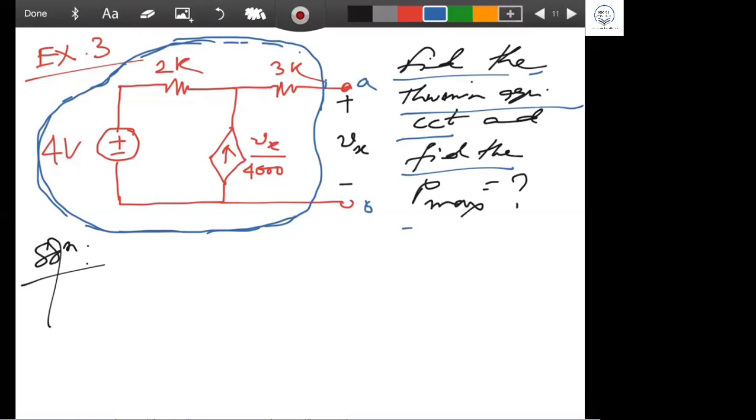How to solve this problem? If it is a dependent source problem, we already know how to do it. Let us go and solve the problem first. In this dependent source problem, what is the first thing we do? We go for the open circuit voltage, then we go for RThevenin. First of all, VThevenin we find, then we go for RThevenin. So our target is A and B.